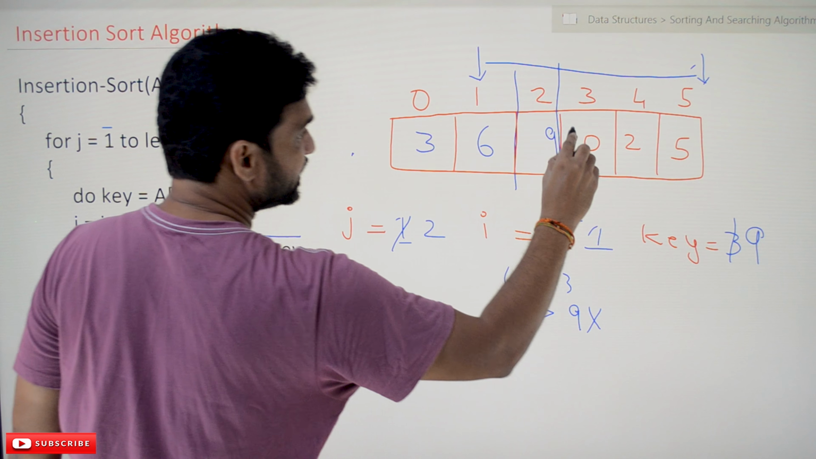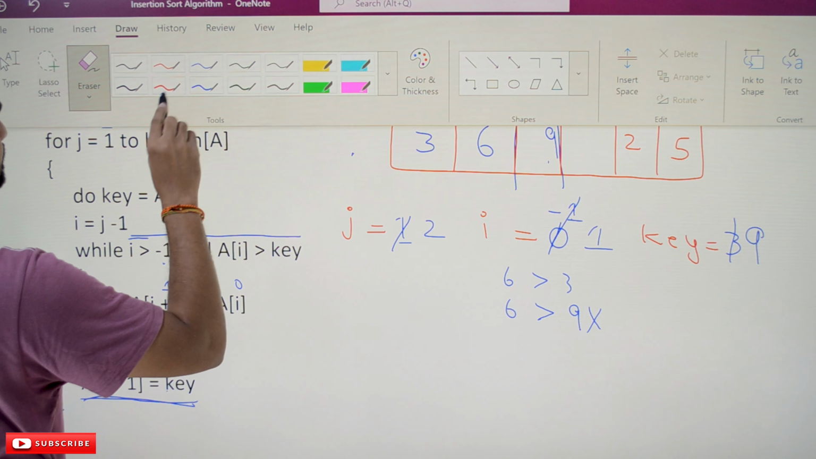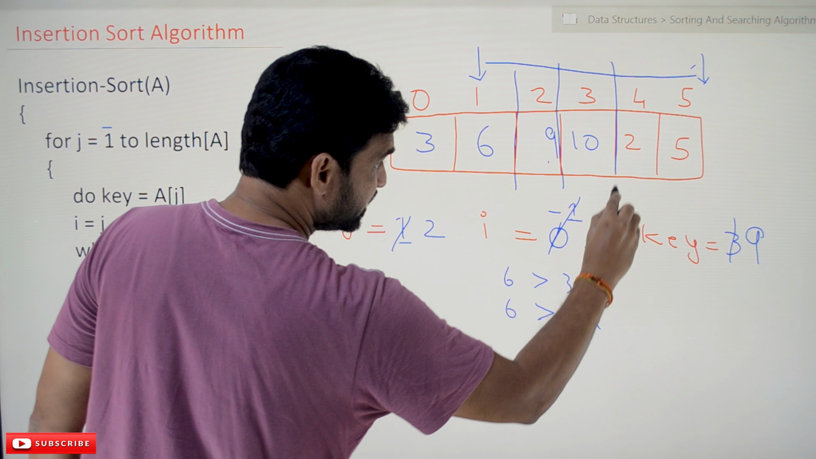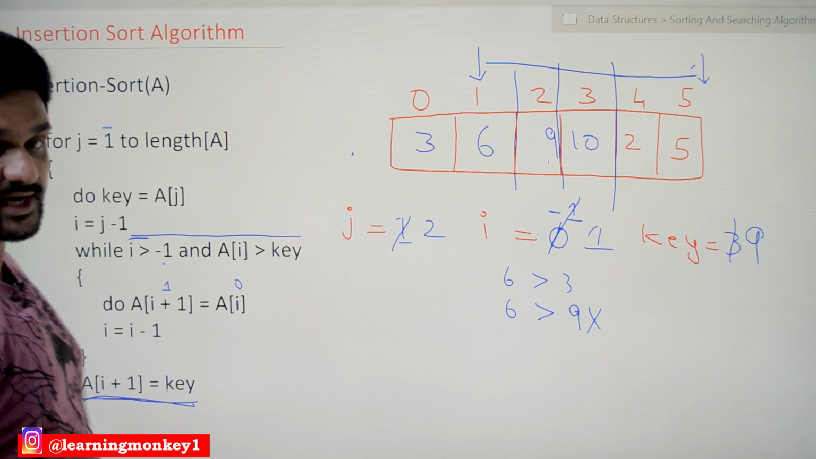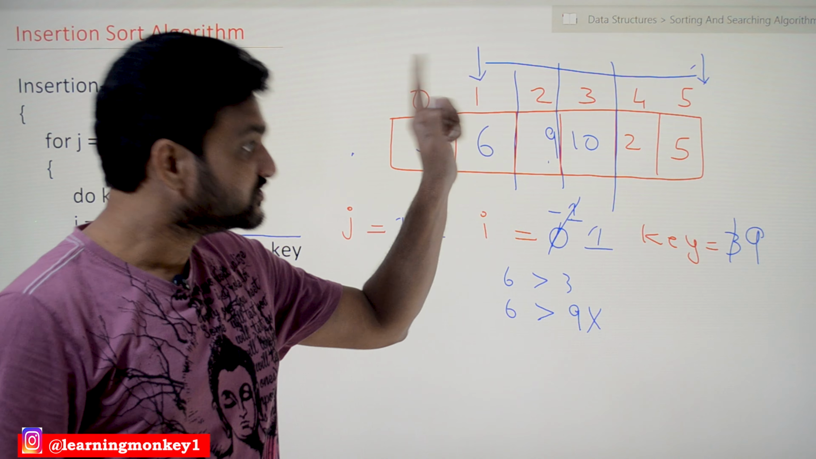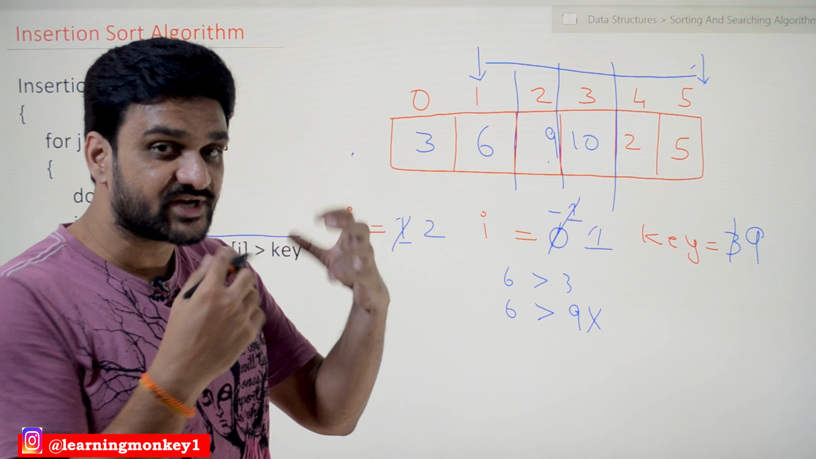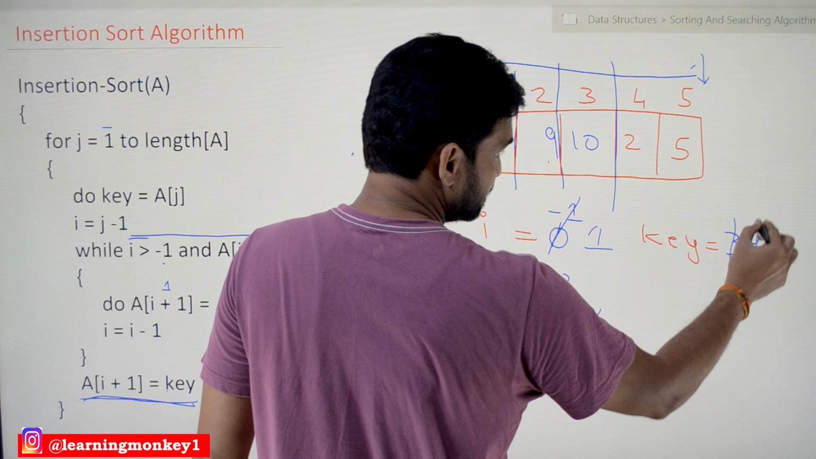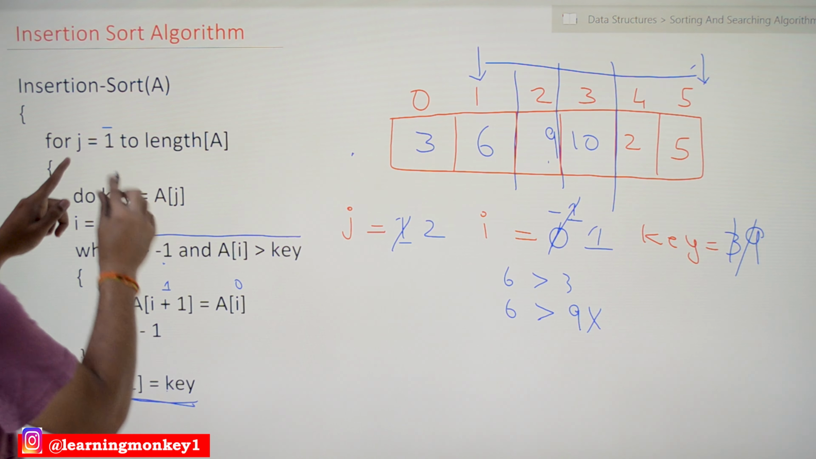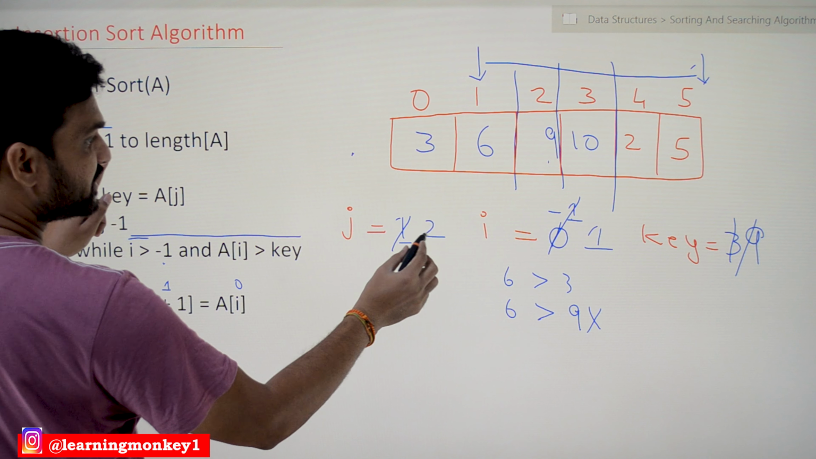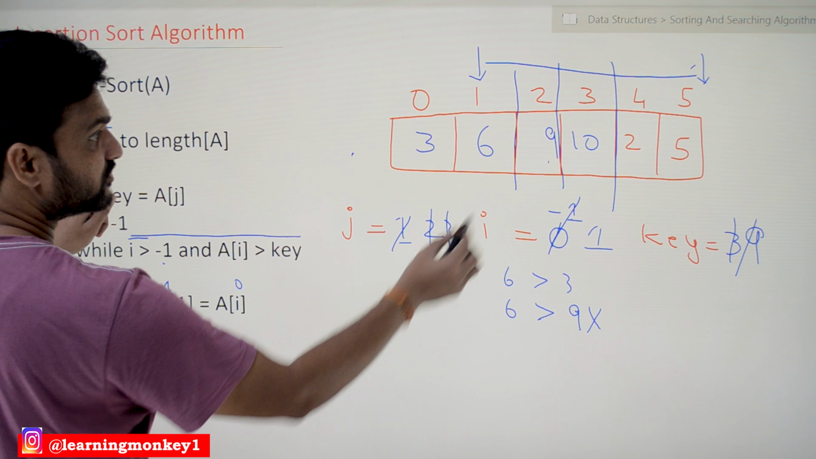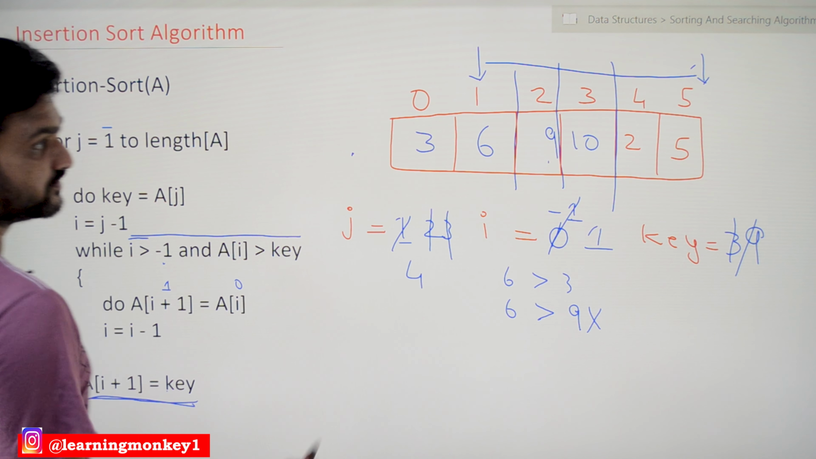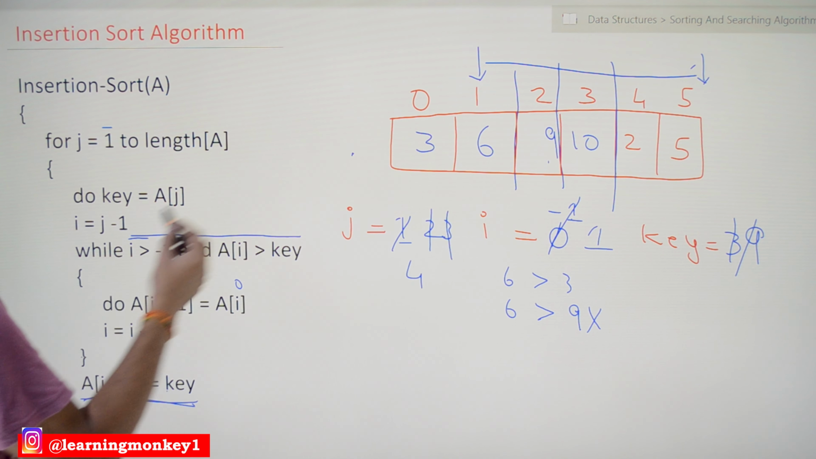Now let's erase this and change the color for clarity. These are all the elements which are compared so far, and the next term is 2. This will give you more clarity. Now the key element. The value of j previously 3 is done. Now the value of j is 4, which means this one is the element to be compared.